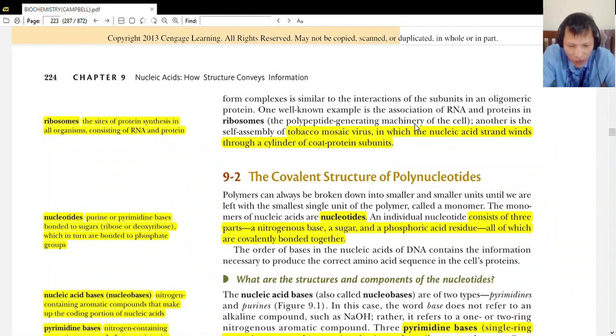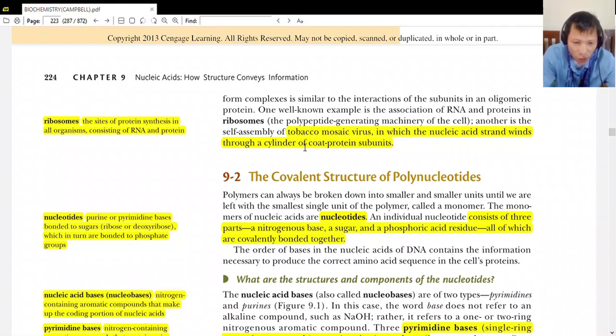You have, I highlighted there, tobacco ribosomes. Another is a self-assembly of tobacco mosaic virus in which the nucleic acid strand winds through a cylinder of coat protein subunits. So I just highlighted it because that's one of the examples of how ribosomes should be understood. Like the tobacco mosaic virus, it's a virus, meaning it's a different type of cell. Usually a virus is like a dead cell, or the whole of it is an aggregation of cells that is dead and becomes alive when it attaches to a host.